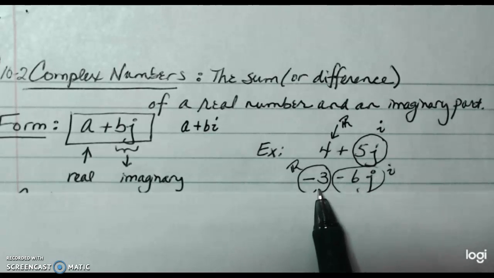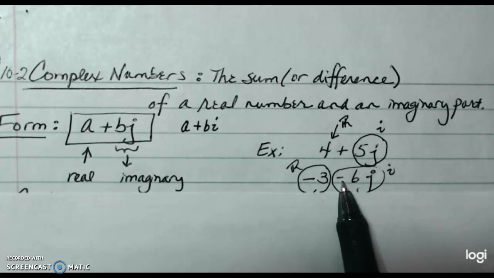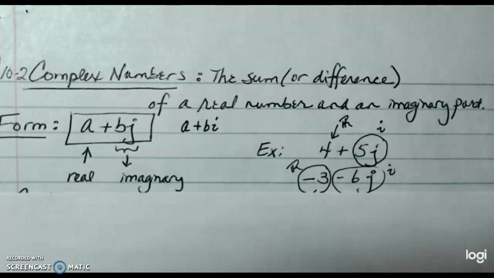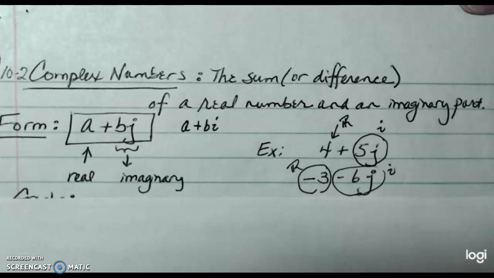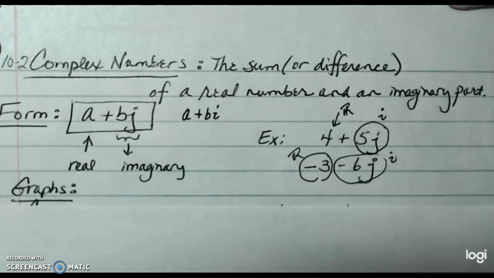By contrast, if I were to give you the number negative 3 minus 6j, the real number component is negative 3, and the imaginary portion is negative 6j. So be careful, this is indeed a negative value, and you do have negative values for imaginary numbers.